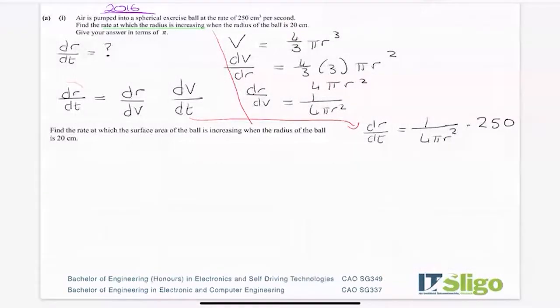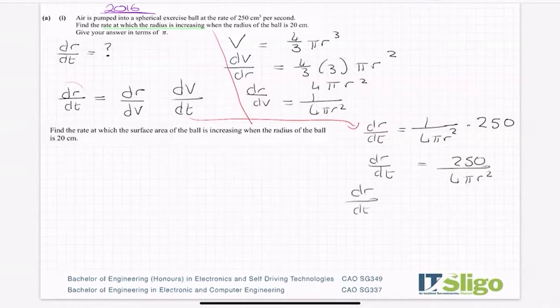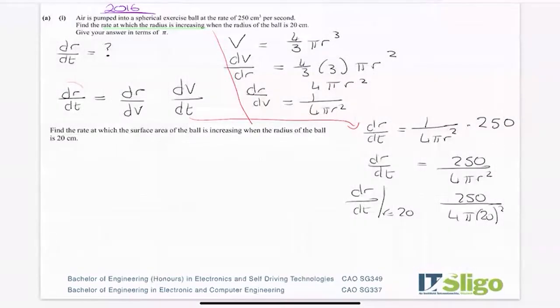So I hope that makes sense. You can, of course, write it as 250 over 4 pi r squared. Now, the rate at which the radius is increasing when r is 20 means I sub in 20 in here. And if I put that into the calculator, 4 by 20 squared.